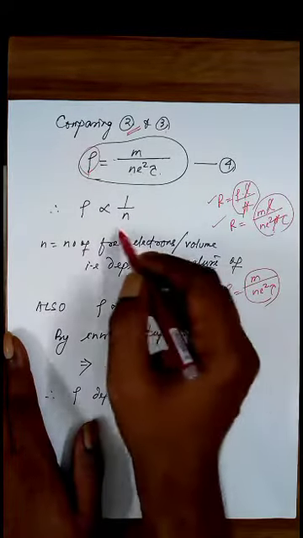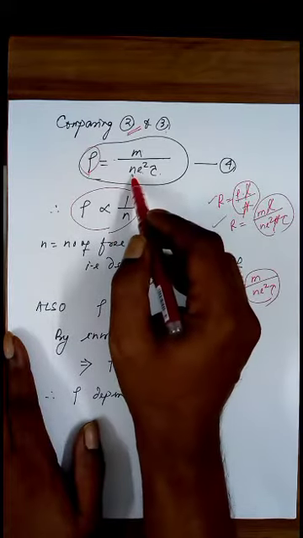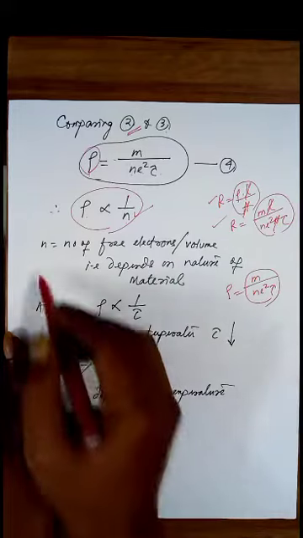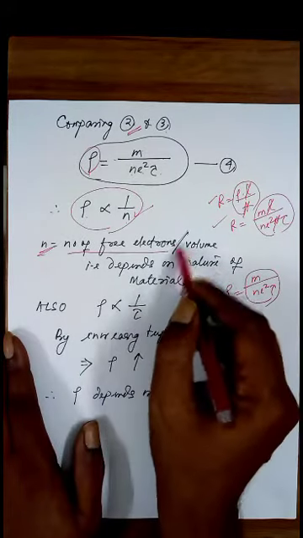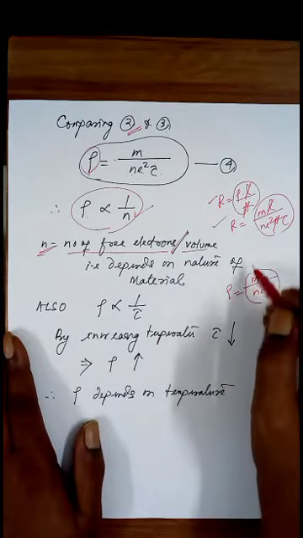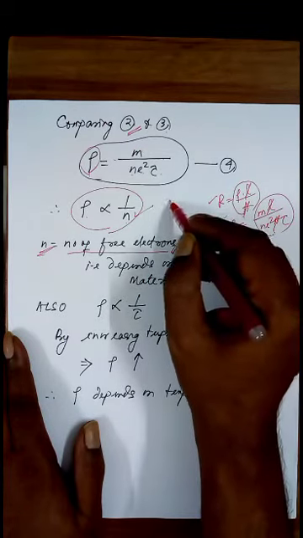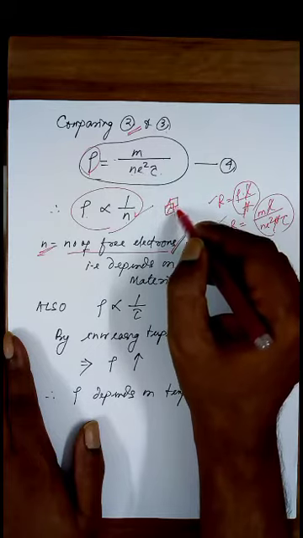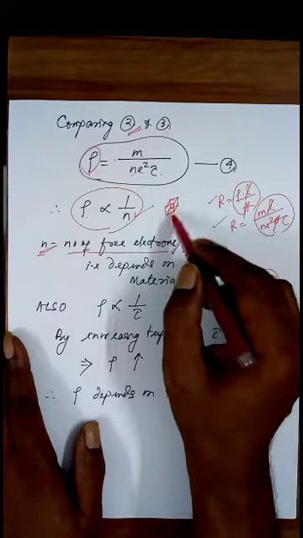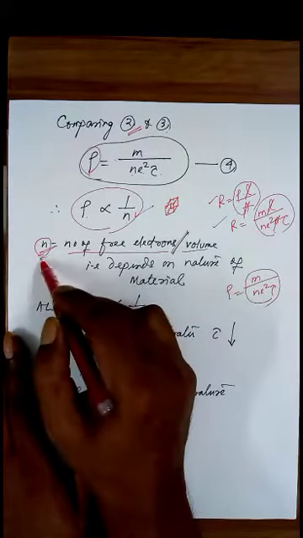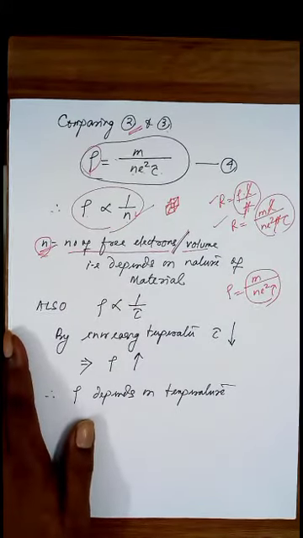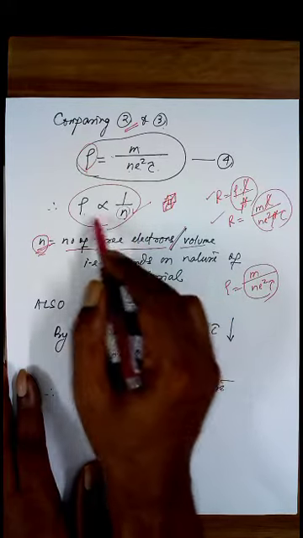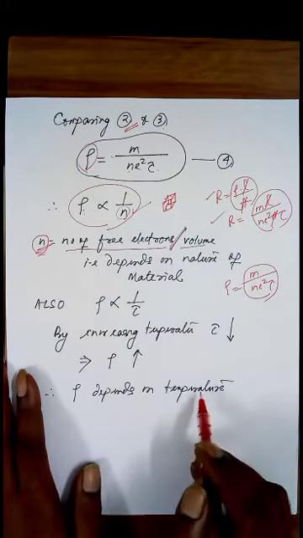Now from this, what is the conclusion? N is in the denominator, so rho is proportional to 1 by N. And what is small n? Number of free electrons per unit volume. Meaning in the conductor, if you take a unit volume, 1 meter by 1 meter by 1 meter, then the number of electrons in it is called N, the number of free electrons per unit volume. So if N is more, rho is less because it is in the denominator.